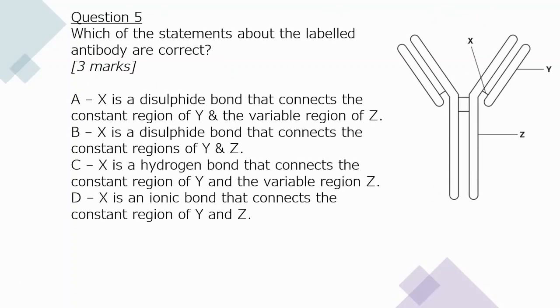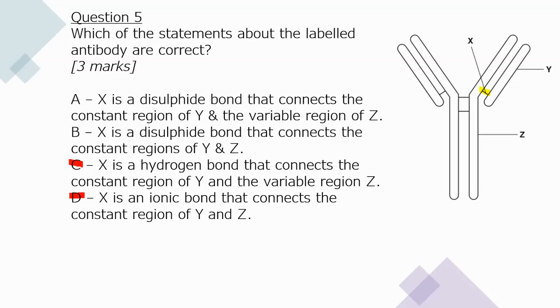So we have several statements here, and we also have an antibody diagram. So first we have X, which is here. So we know that the bonds within the antibody are disulfide bonds. So if we have a quick look over to the statements, we can see that C and D state that X is a hydrogen bond and that X is an ionic bond. So without even reading the rest of those statements, we can discount C and D, which was pretty easy because now we've only got 2 left.